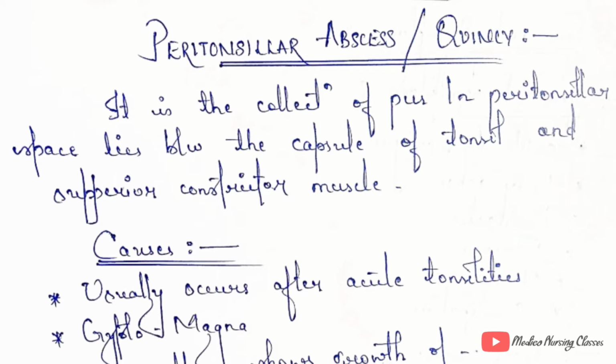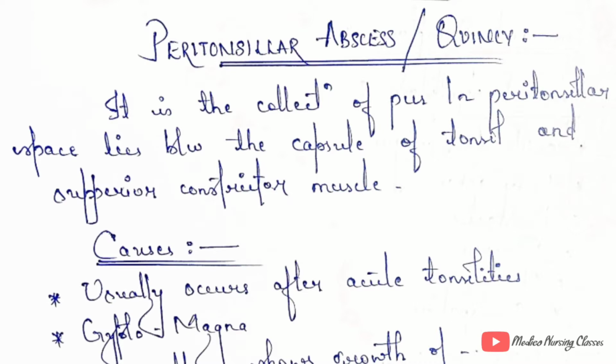When it comes to the definition, it is a collection of pus in the peritonsillar space, which lies between the capsule of the tonsil and the superior constrictor muscle. So for the definition you can write, it is the collection of pus in the peritonsillar space. This is the definition of the peritonsillar abscess.